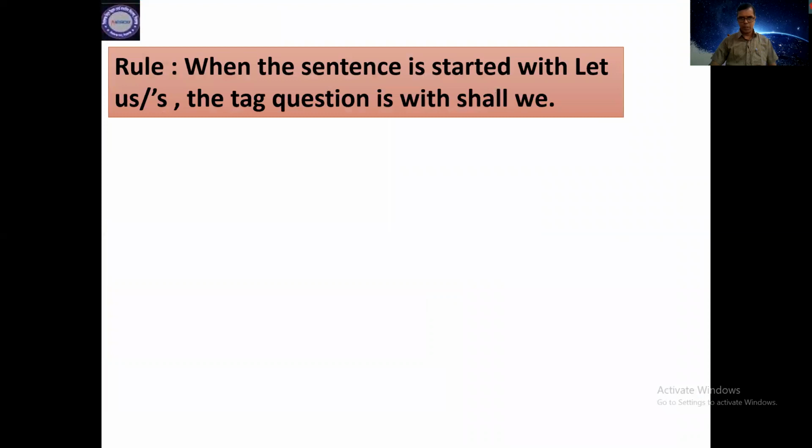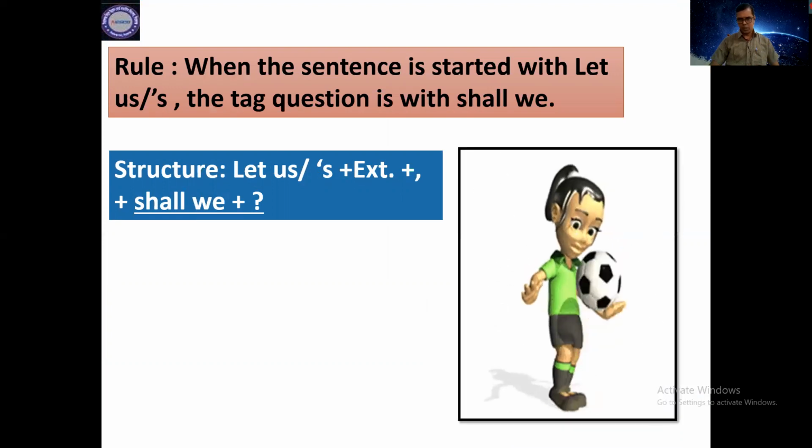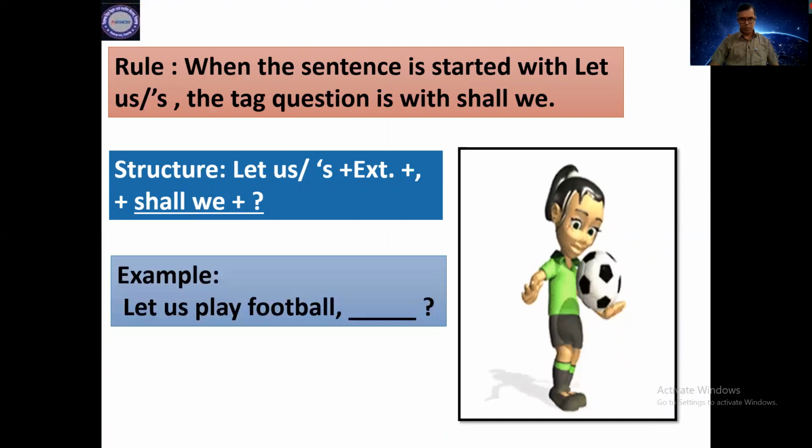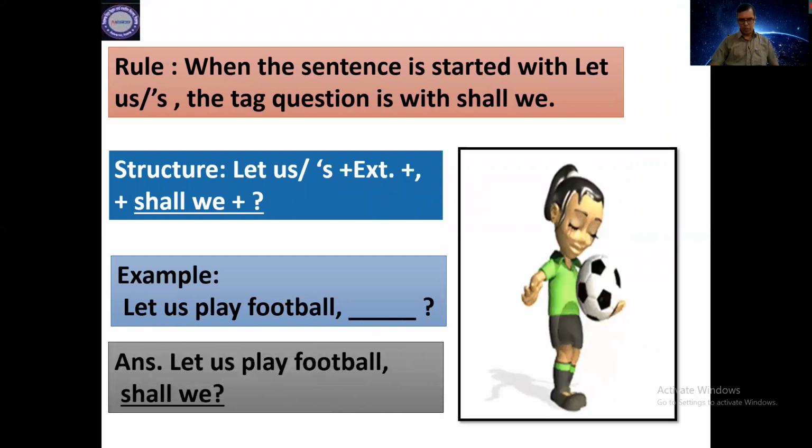When the sentence starts with let us or let's, the tag question is with shall we. Structure: let us or let's plus extension plus comma plus shall we plus question mark. Look at the picture. The boy is playing football. So the example is: let us play football. And the answer: shall we?